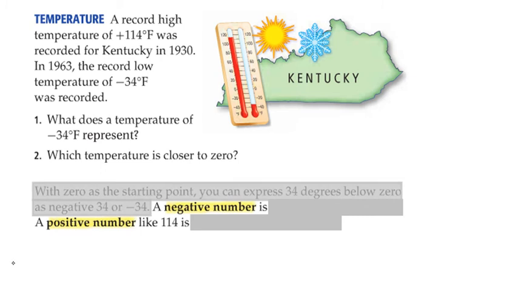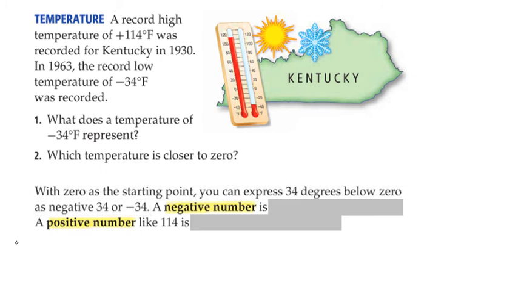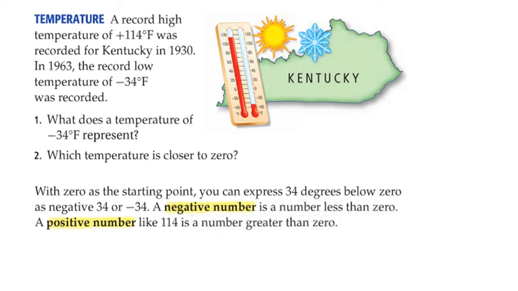Well, the way that we're going to talk about that, with 0 as a starting point, 34 degrees below 0 we can think of as a negative number. A negative number is simply a number that's less than 0, which means a positive number, like 114, is a number greater than 0.